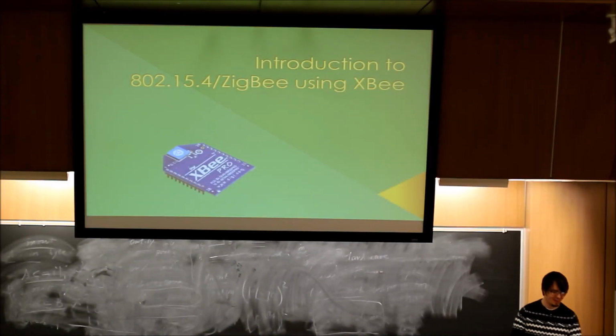Okay. All right, so as you know, the next lab coming up is going to be involving XBee wireless modules. So for the beginning of this class, we're going to cover an introduction to the 802.15.4 IEEE standard and the ZigBee routing protocol. And then we're going to relate it back to the XBee modules and give relevance there.